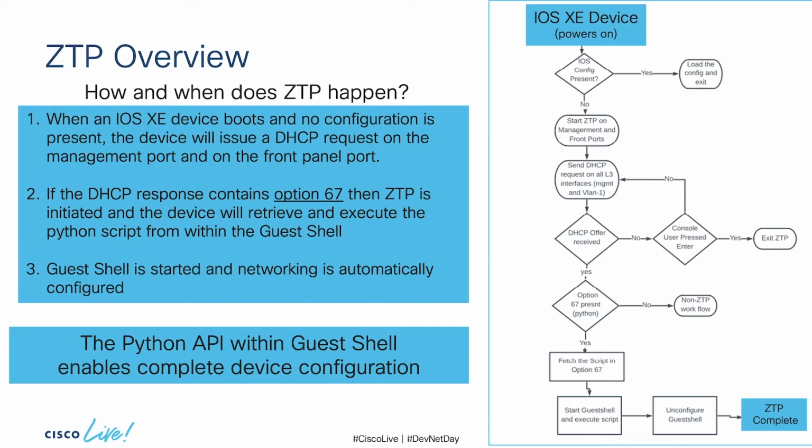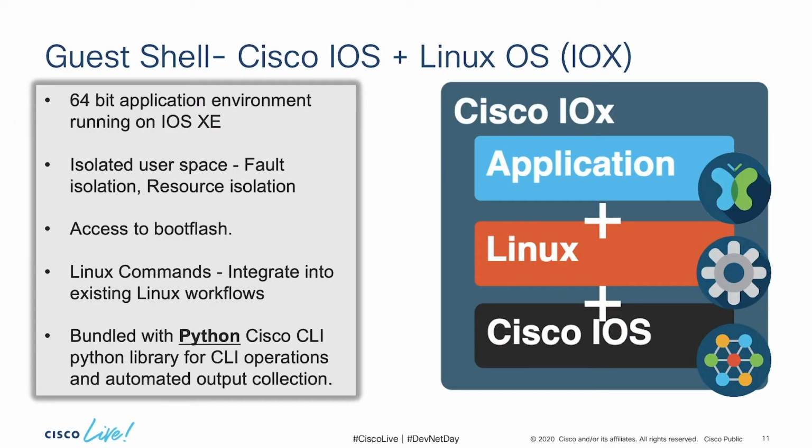Now, at a really high level, how and when does ZTP happen? When the device boots up and there's no configuration, it sends a DHCP request out on the management or the front panel ports. In step 2, if the DHCP response comes back with option 67 containing a .py, or Python, file, then the device will start up the guest shell. Within guest shell, we have access to the Python API, which has an API into iOS XE that allows for complete device configuration.